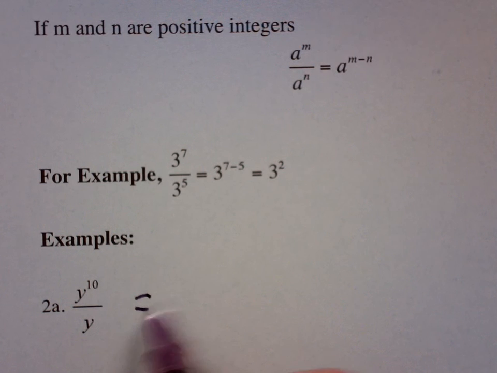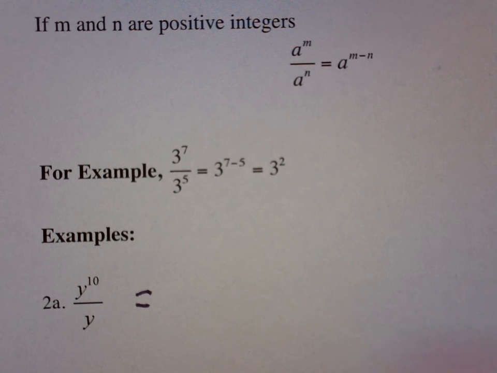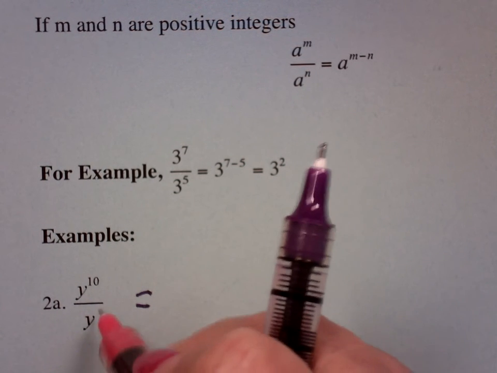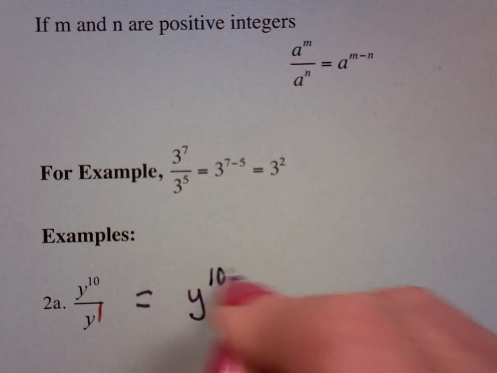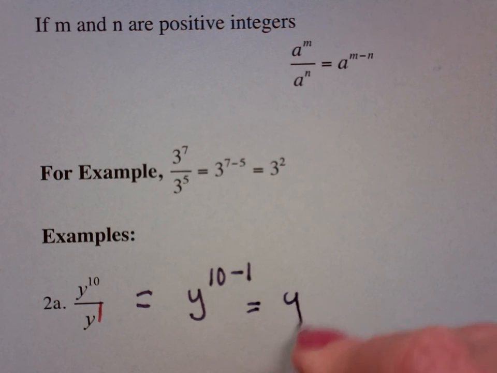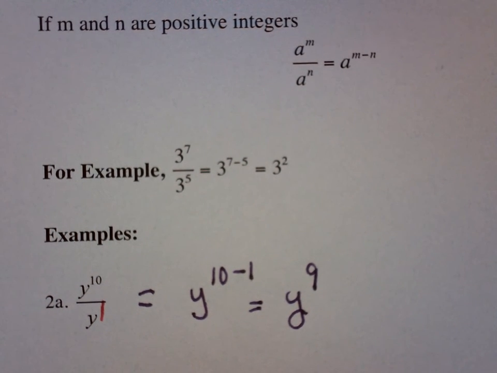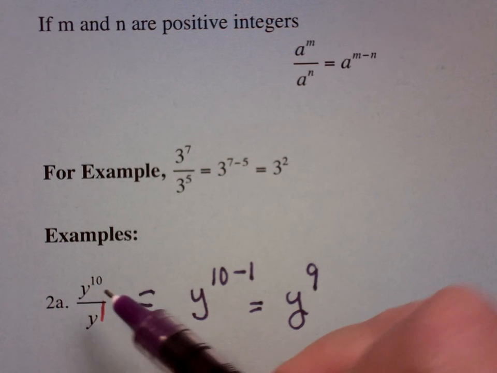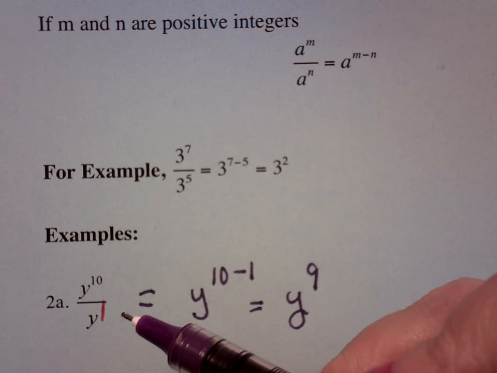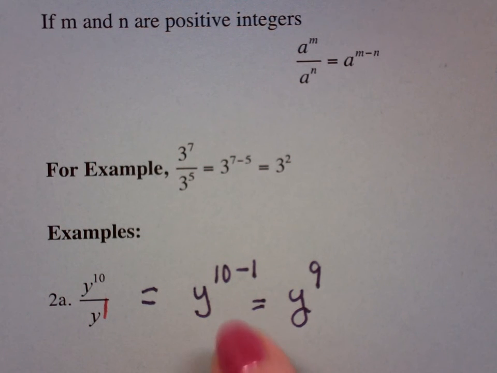So for example, if I have y to the 10 divided by y to the, what's the exponent on this y? 1. This is the same as y to the 10 subtract 1, which is y to the 9. Now, if you wanted to cancel, you could. There are 10 on top, 1 on the bottom. This y divides out one of those 10, giving you a 9.